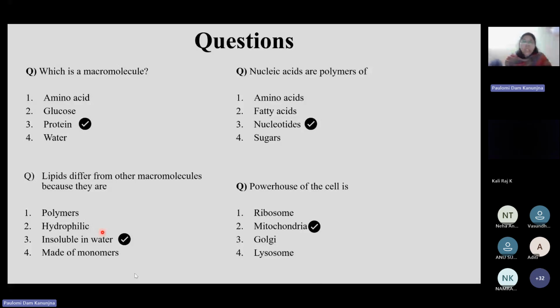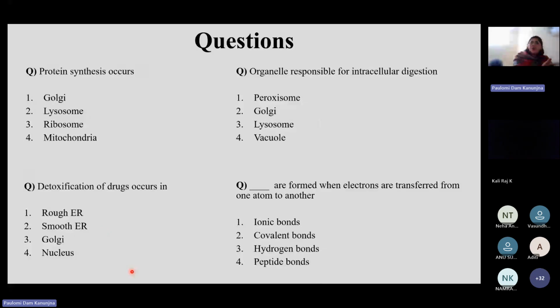Okay, next set. Protein synthesis, which I think I already covered. Protein synthesis occurs in which organelle? Detoxification of drugs occurs in which organelle? Which organelle is responsible for intracellular digestion? And dash are formed when electrons are transferred from one atom to another. This covers the bonds that the professor was speaking about in her notes, and this will also be a good revision for you to remember all the different kinds of bonds that she had mentioned in the lectures.